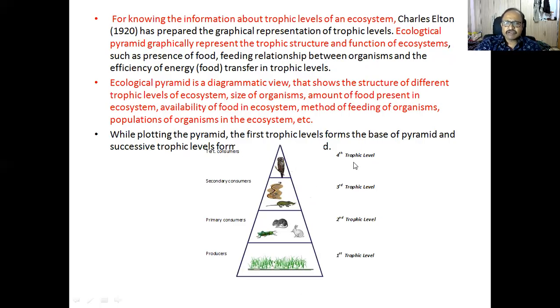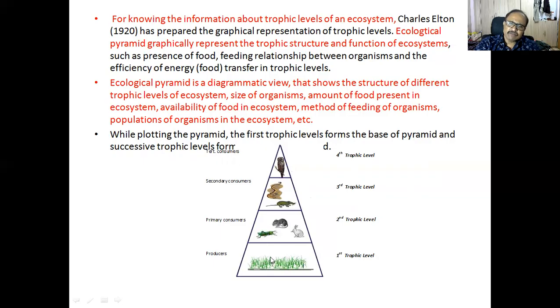See this diagram. This is the ecological pyramid. This is the first trophic level, second trophic level, third and fourth trophic level. This is the grassland ecosystem. In this ecosystem, the first trophic level is taken as the base. In every type of pyramid, the first trophic level, means the producer level, should be taken at the base of this graphical representation or pyramid. Then successive trophic levels form the apex of the pyramid.